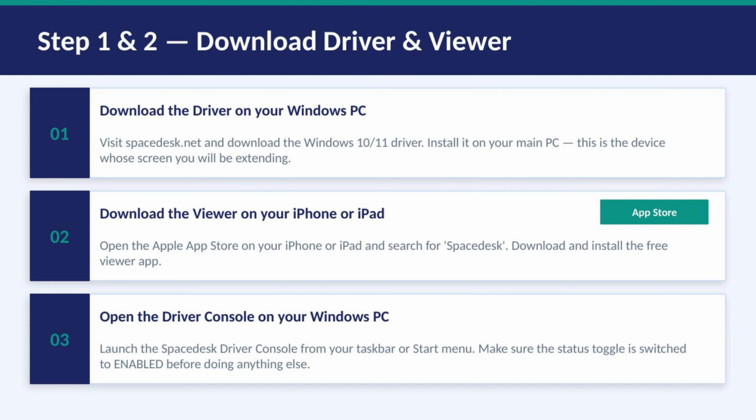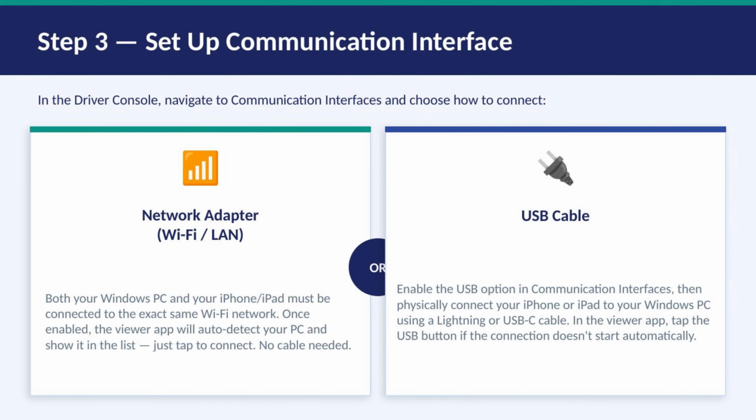Step 5. Choose your connection method. Under Communication Interfaces, select how you want to connect your devices. Option A. Wi-Fi network, local area network. Enable local area network. This allows wireless connection. Requirement: both your Windows PC and your iPhone or iPad must be connected to the same Wi-Fi network.